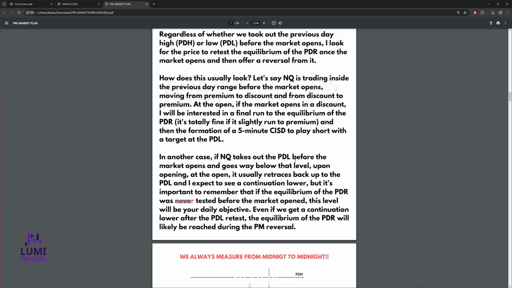This level is going to be your target for the day. Even if we get a continuation lower after the previous day low retest, the equilibrium of previous day range will likely be reached during the PM reversal. So what time does PM reversal usually occur? I noticed that PM reversal usually starts around 11:30 and finishes at 3:50 PM. So this is the time window that I use for PM reversal.